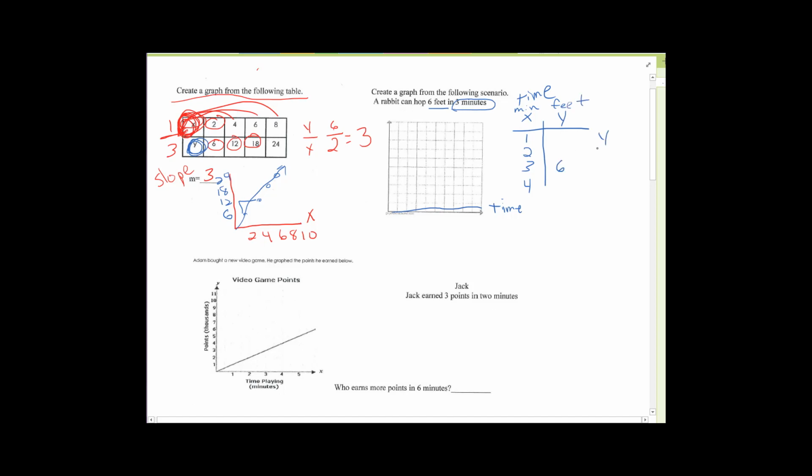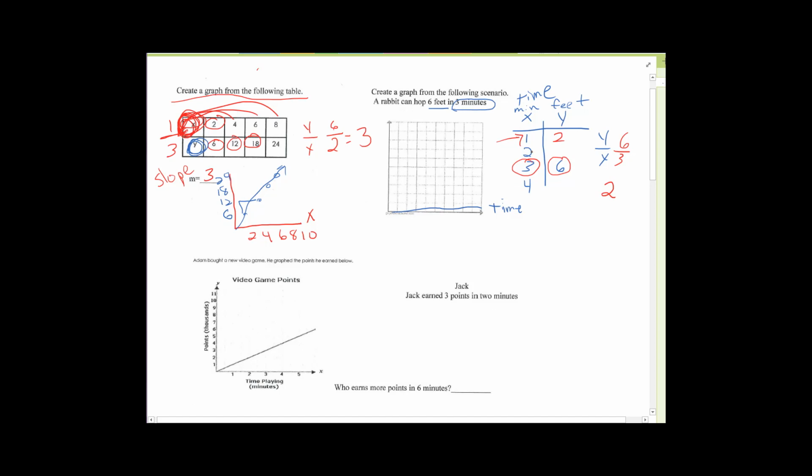So again, using my y over x, I can find out how much there is in 1. Y is 6, so I'm going to put that there. And x is 3, put that there. 6 divided by 3 is 2. So I know in 1, my answer is 2.